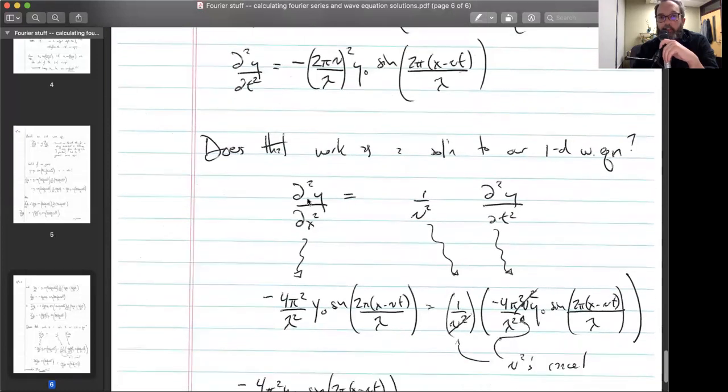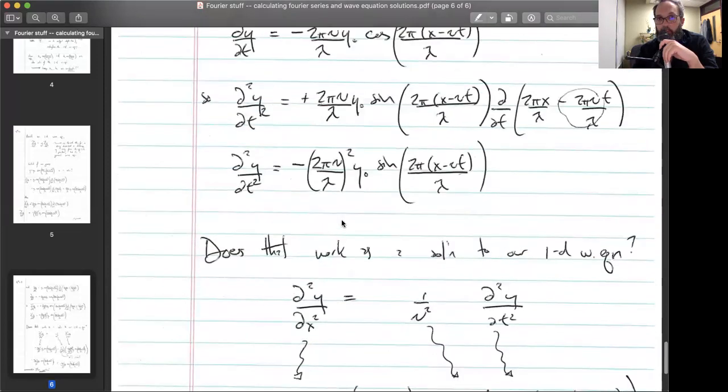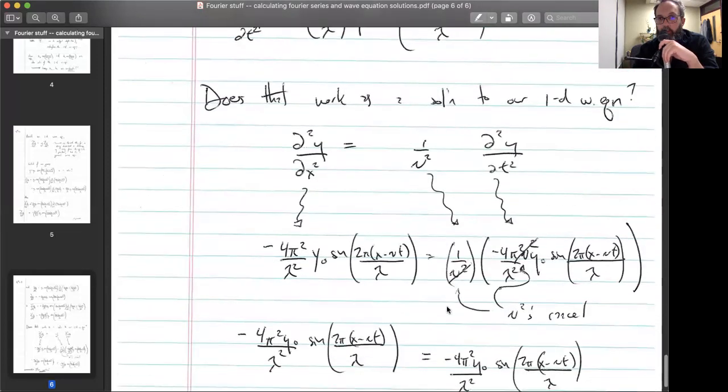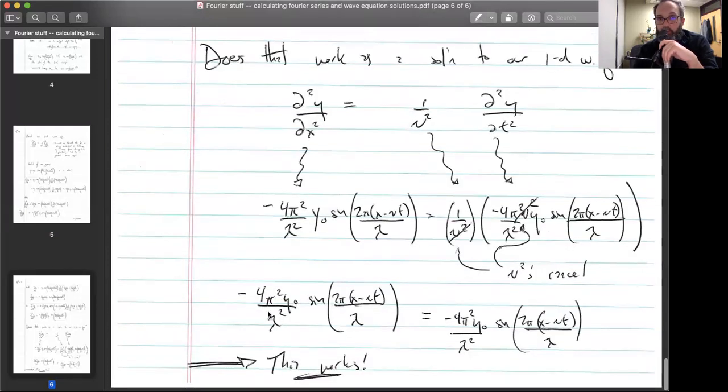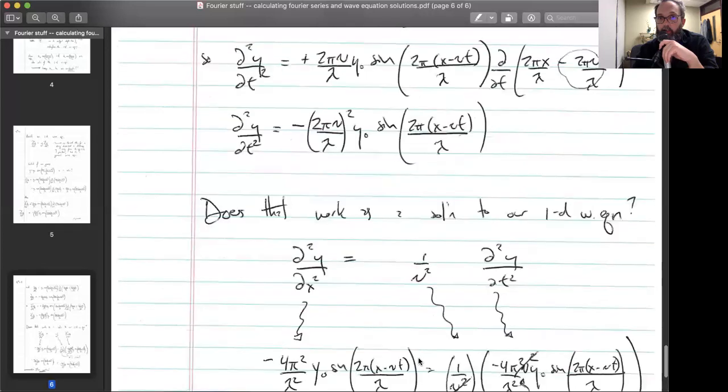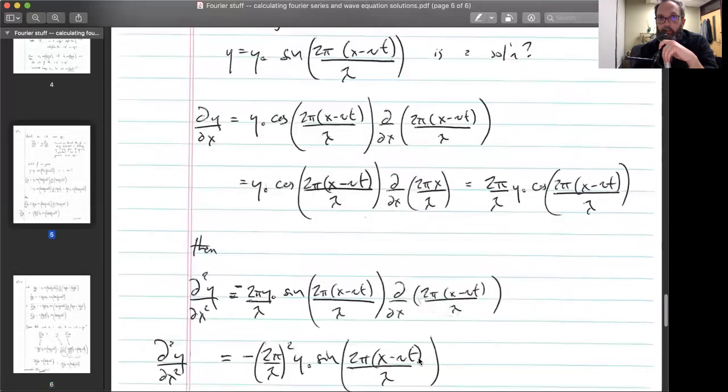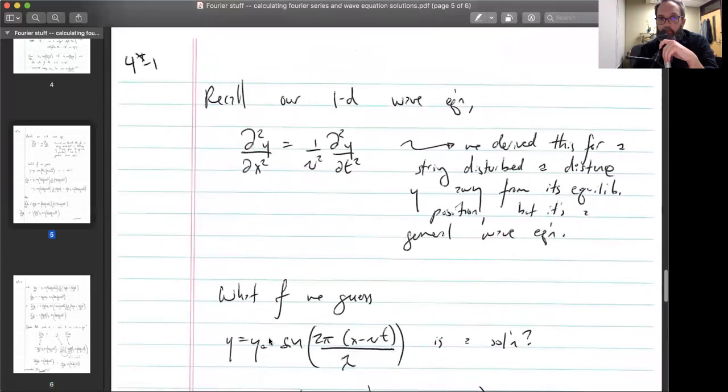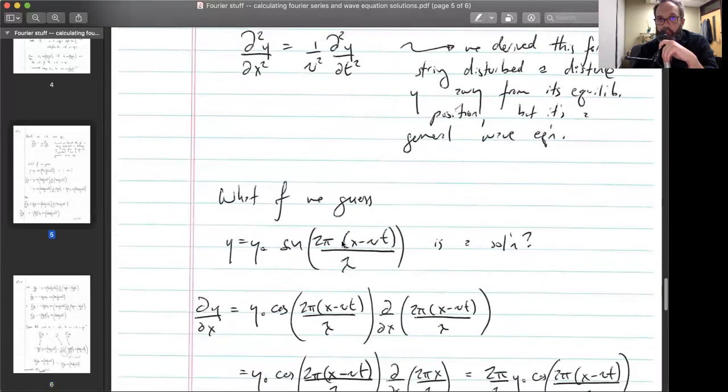Does this work as a solution to our 1D wave equation? We just plug in. So d squared y by dx squared, here we go. 1 over v squared, here we go. D squared y by dt squared, here we go. So this thing had a v squared term. You can see it there. That's not on the left-hand side, but it cancels with my 1 over v squared. Okay, and that leaves me with a is equal to a. So both sides work, right? All right, so what I've found is this particular function, y is equal to y naught sine 2 pi (x minus vt) divided by lambda, is a solution to the one-dimensional wave equation.